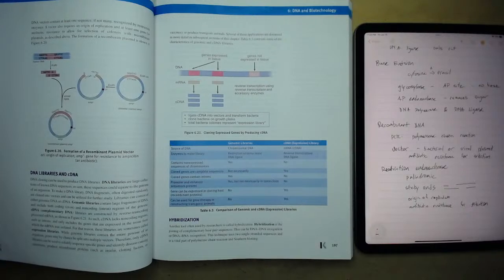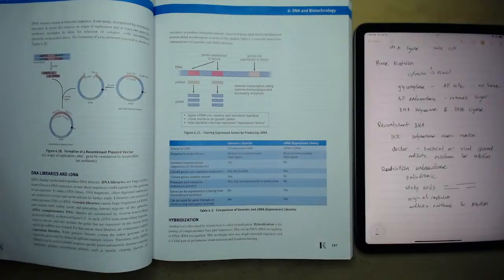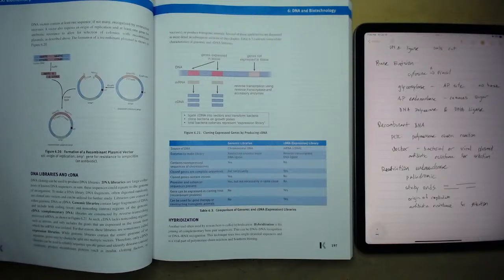Genes may by chance be split into multiple vectors. Therefore, only cDNA libraries can be used to reliably sequence specific genes and identify disease-causing mutations, produce recombinant proteins such as insulin, clotting factors, or vaccines, or produce transgenic animals. Several of these applications are discussed in more detail in subsequent sections of this chapter. Table 6.3 contrasts some of the characteristics of genomic and cDNA libraries.